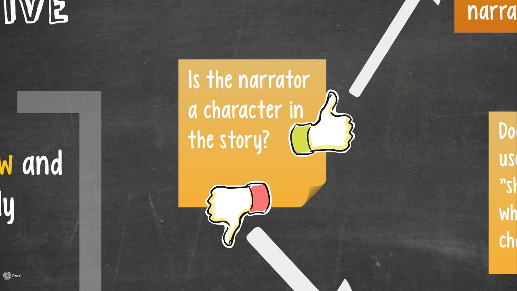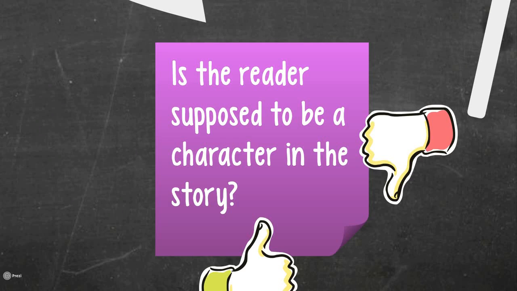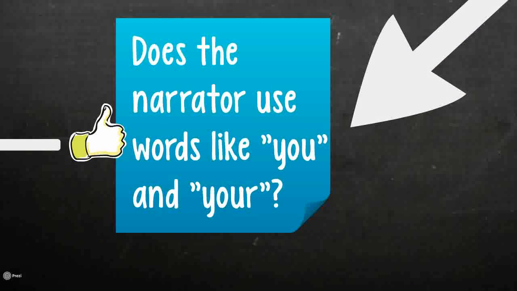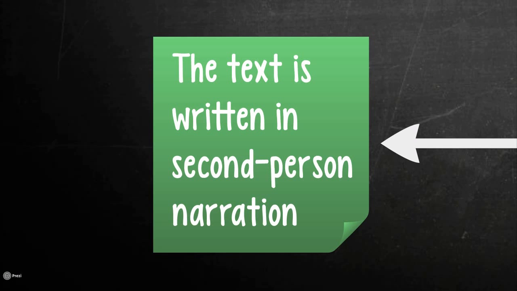But if the narrator is not a character in the story, then you might ask yourself, is the reader supposed to be a character in the story? If so, the narrator is probably using words like you and your to tell the story. In that case, the text is written in second-person narration.